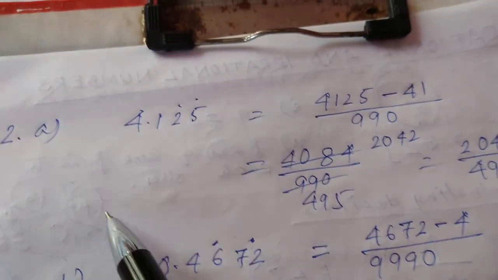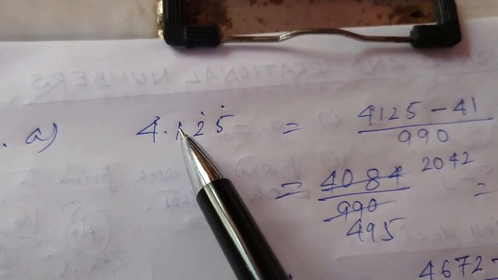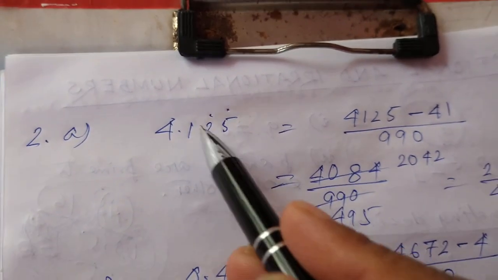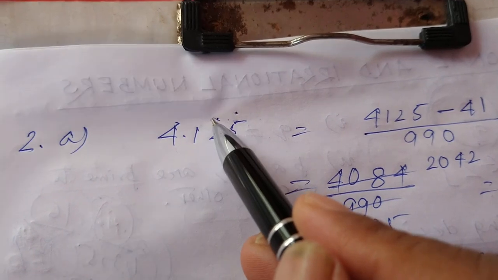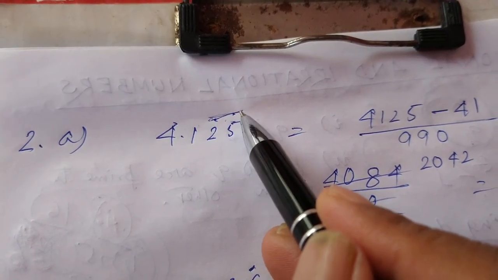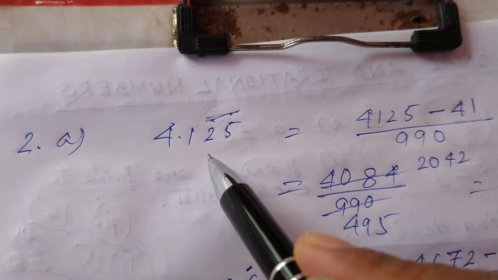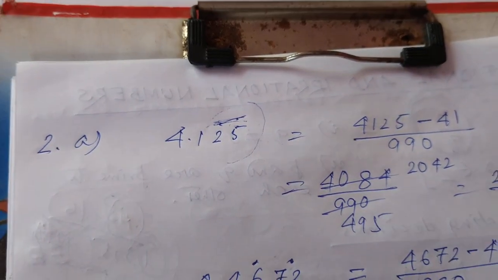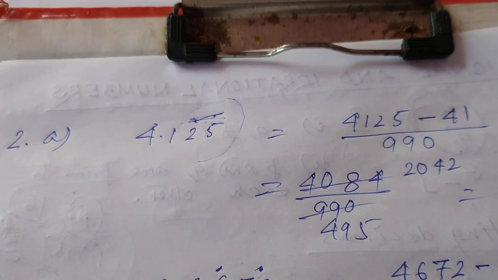Question 2a. What is given? 4.125, where the 2 and 5 are under the recurring decimal. It may be given like this with a bar also. The 2 and 5 are under recurring, so one bar may be given, or 2 dots may be given. So what did I say?